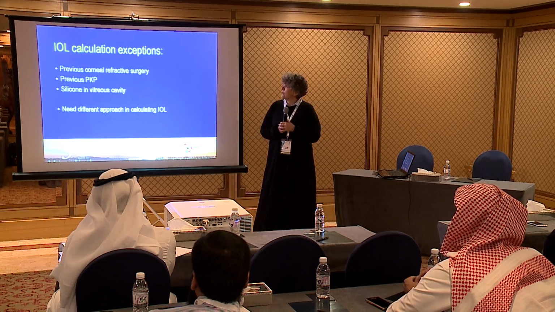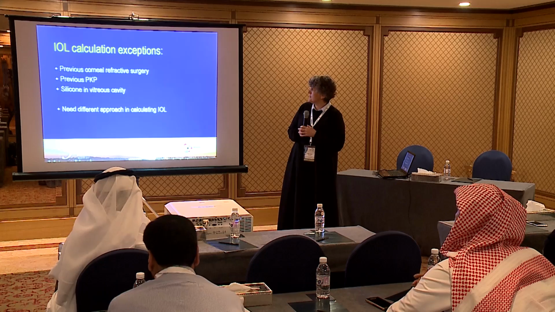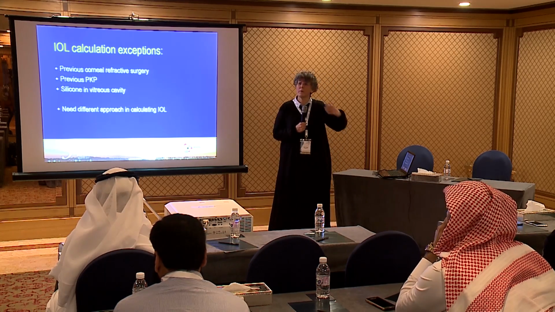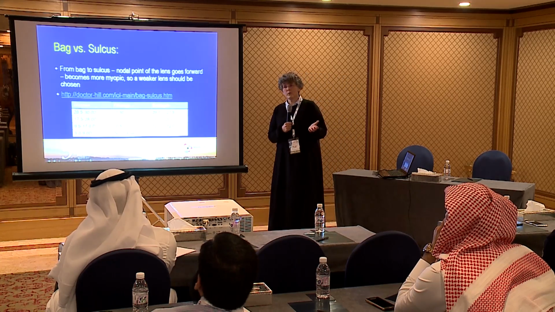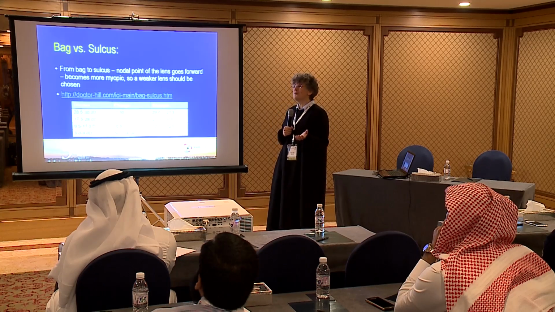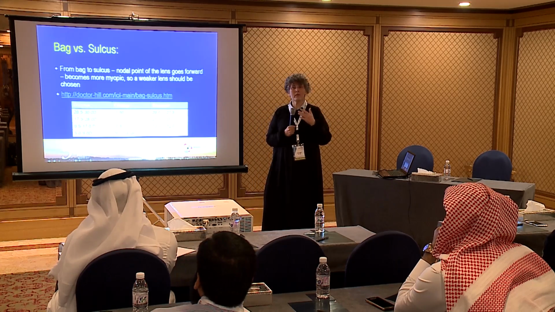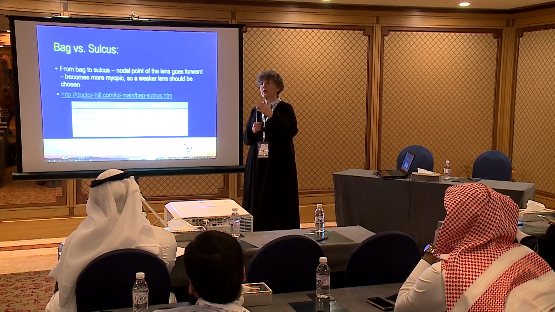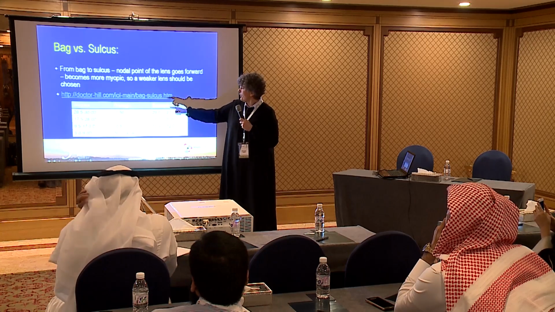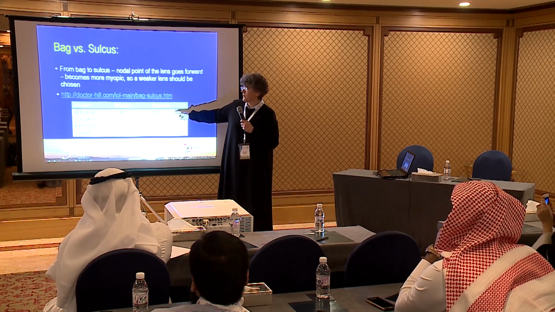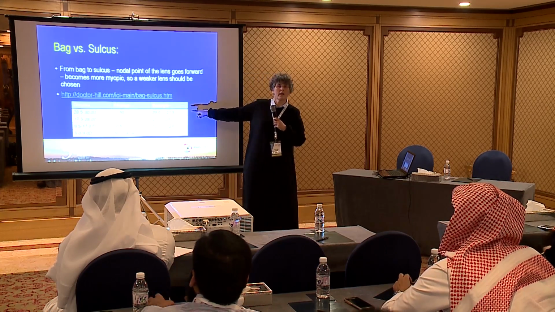The calculation exceptions are previous refractive surgery, previous PKP, silicone in the vitreous cavity, and then we need different approaches, but this is beyond the scope today, so I won't go into this. Again, sometimes we do surgery and something happens to the bag, and then we need to put the lens into the sulcus. Also for this you need to correct because the lens is going forward. If the lens is going forward, you will have a more myopic result. So if you have a short eye, which means you have a high diopter lens, then you need to change the lens that you want to put in to a lower lens, okay?